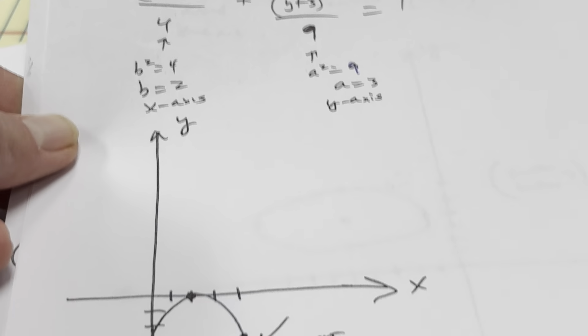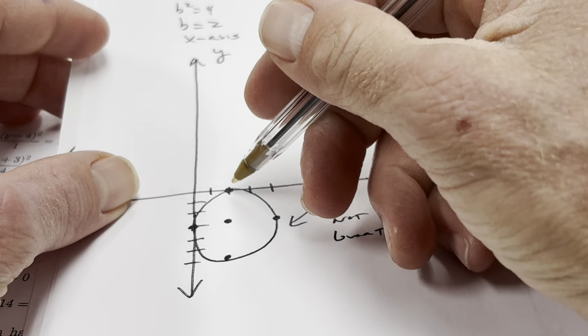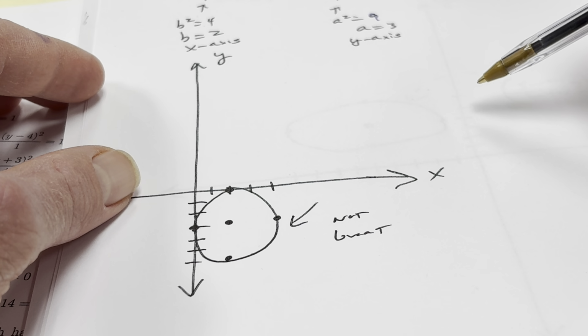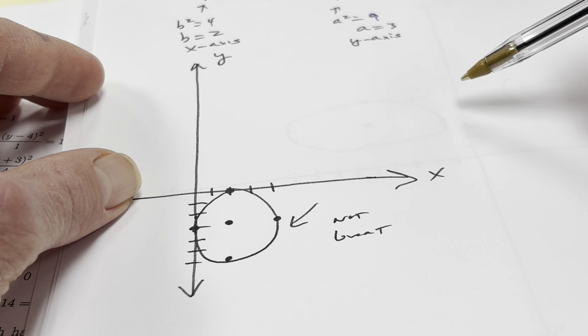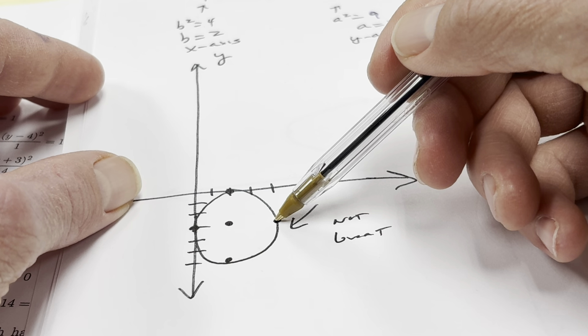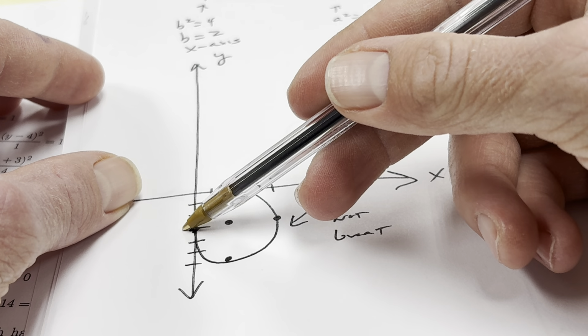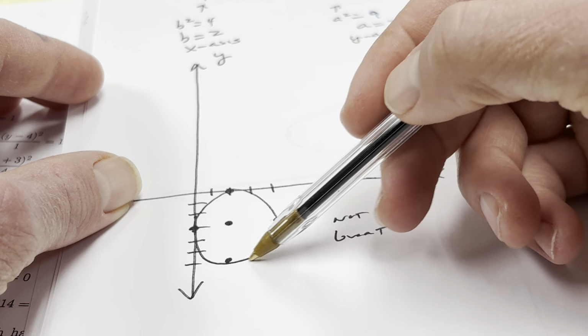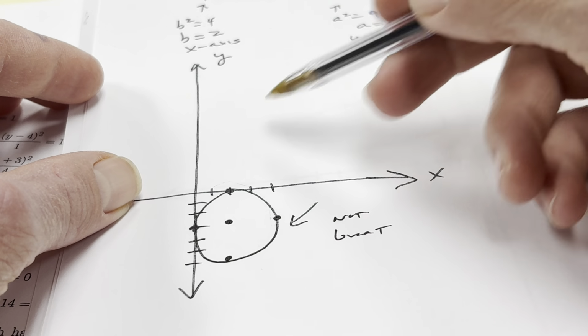So I plot the center (2, -3) first. Then I go 2 to the right and 2 to the left, that's b. Then I go 3 up, 3 down. It's a little bit too much there, so it's not great. It is elongated a little bit more vertically.